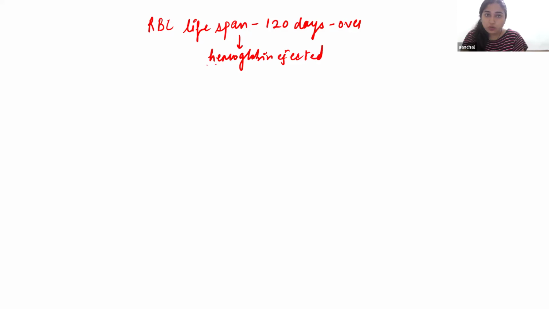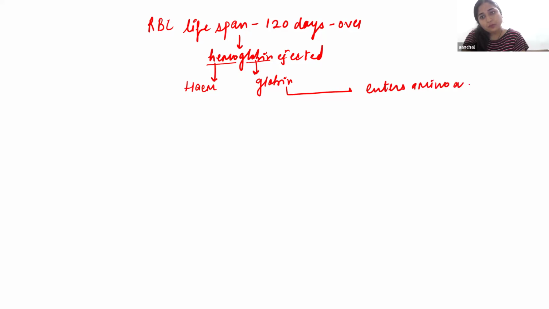This hemoglobin can split into two parts, heme part and globin part. Okay, so there we have heme part, then we have globin part, right? So this globin part enters into the amino acid pool cycle. Okay, and again it will be reutilized for the synthesis of hemoglobin.